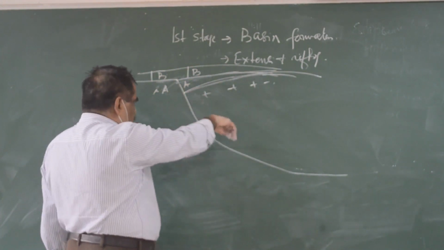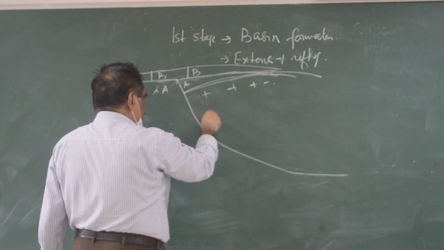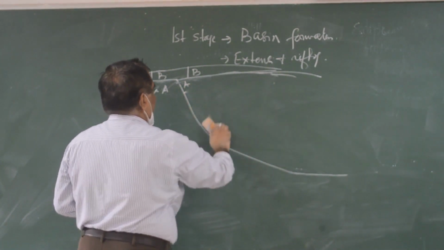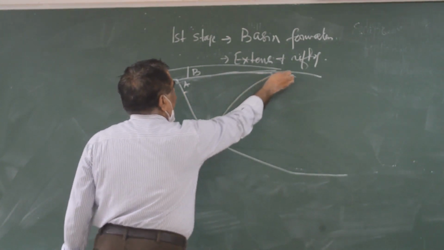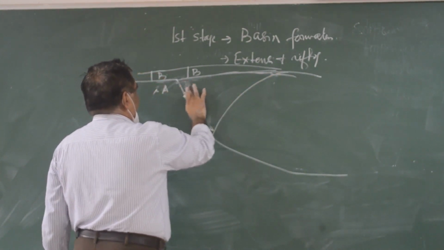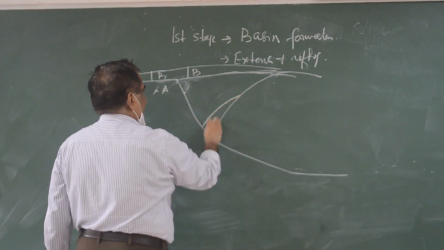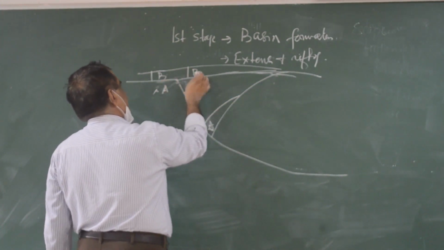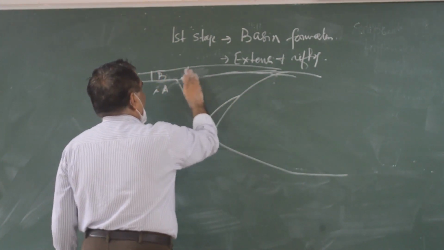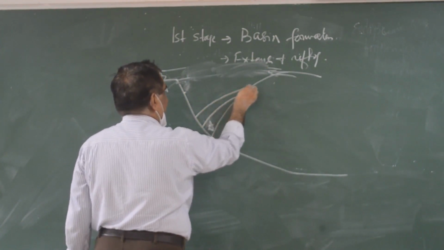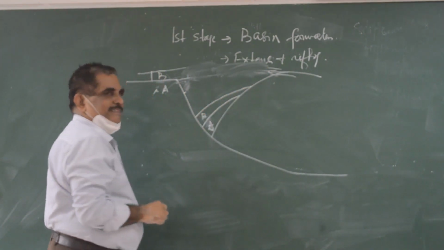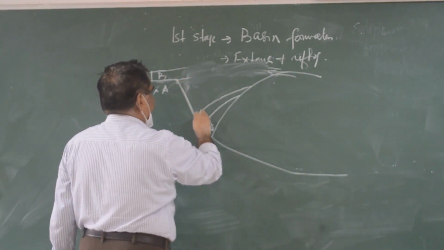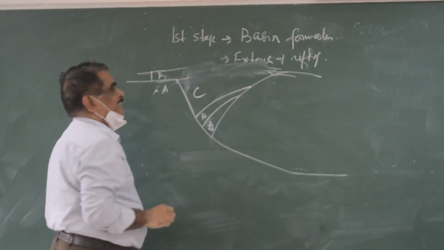Now as this fault grows, it means more and more slip will take place. So this layer or this basement will go down. The basement will become like this. So this A bed will come here. Now B bed, which has a representative on this side also, B bed will come here. So now the whole basin, this depression, will be occupied by C.